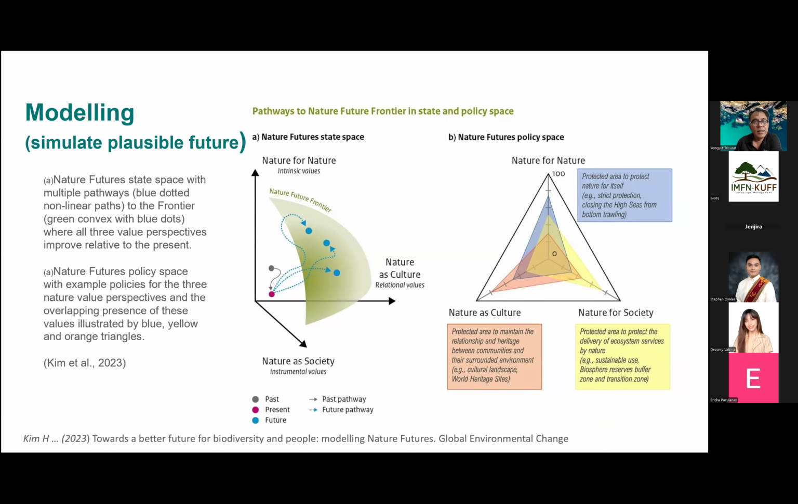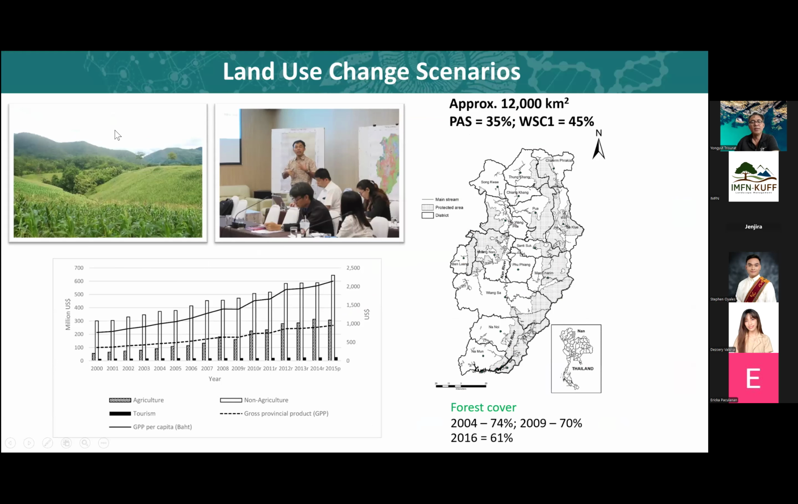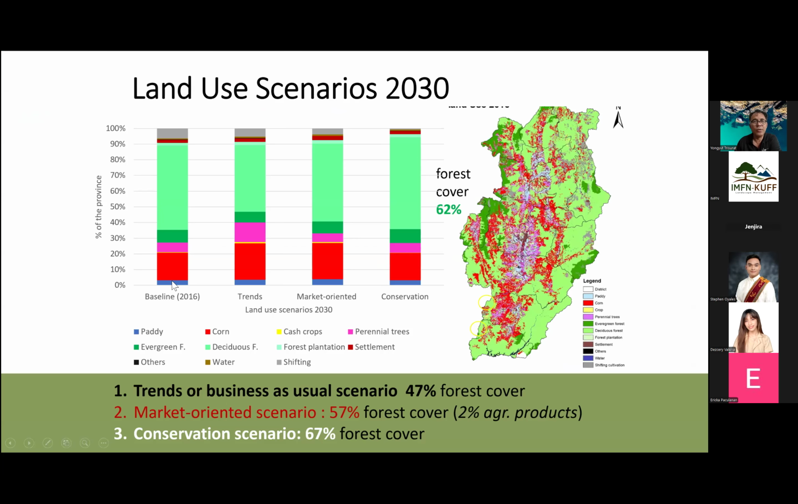And the last example is for simulation and modeling. So we have nature for nature, nature for culture, and nature for society. I have a project in Nan province on land use and land cover change, and how to manage the forest and land use landscape in Nan province. This shows agricultural practice and non-agriculture and so on and so forth. So we have three land use scenarios. One is business as usual.